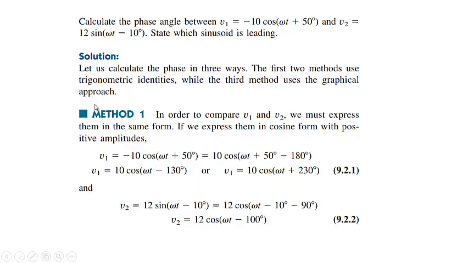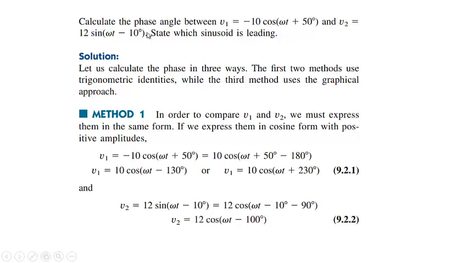One more thing: calculate the phase angle between v1, that is minus 10 cos of omega t plus 50, and v2, which is 12 sine of omega t minus 10. I have told you that the first thing you have to ensure is that the two phasors or two sinusoids have the same frequency.